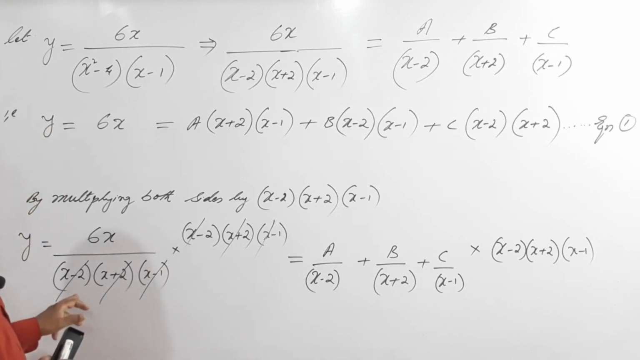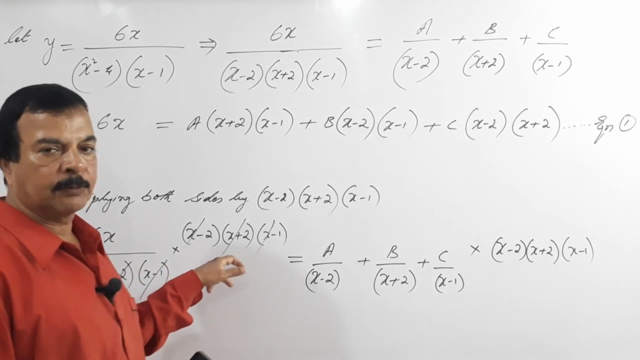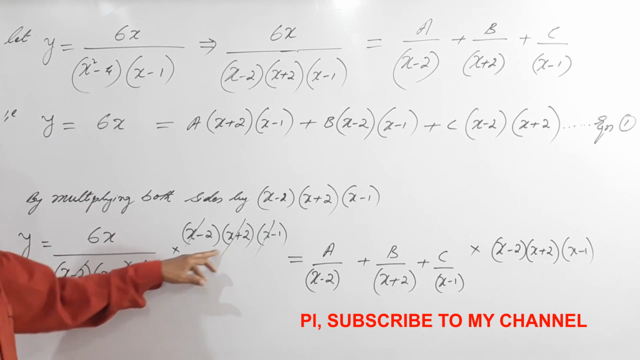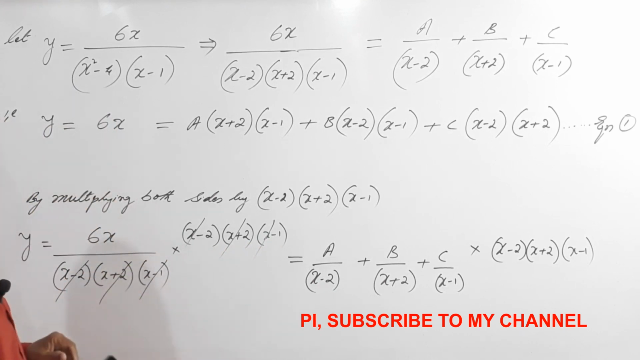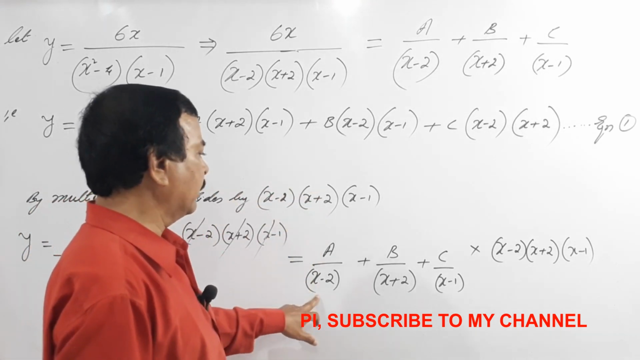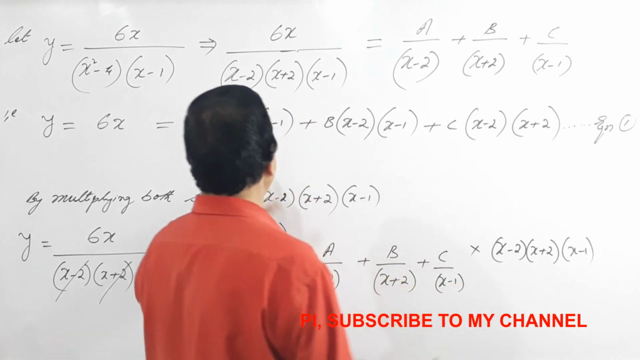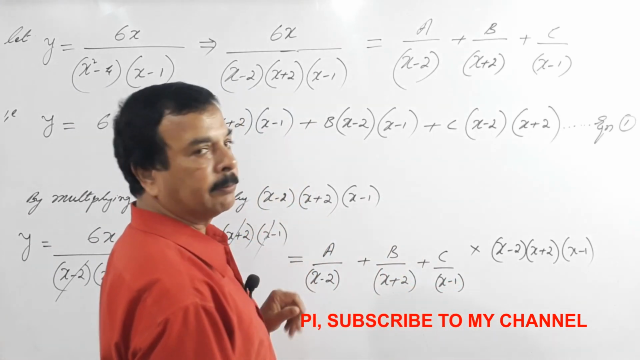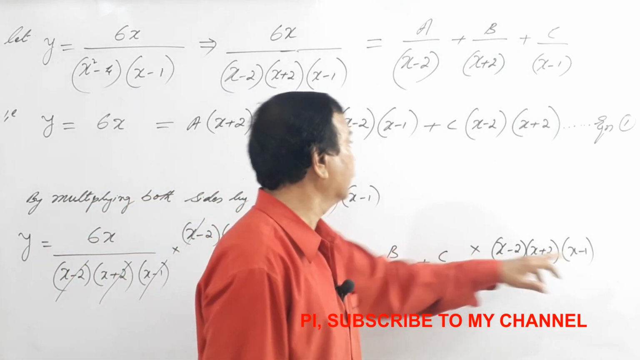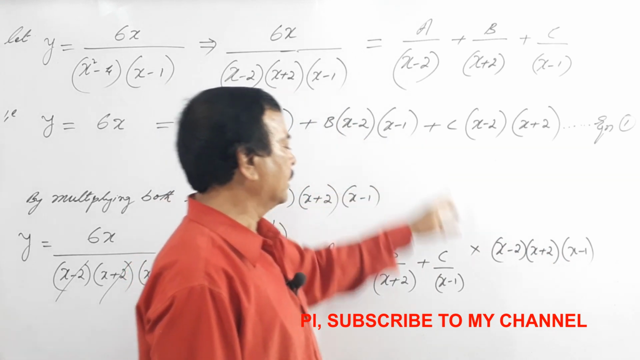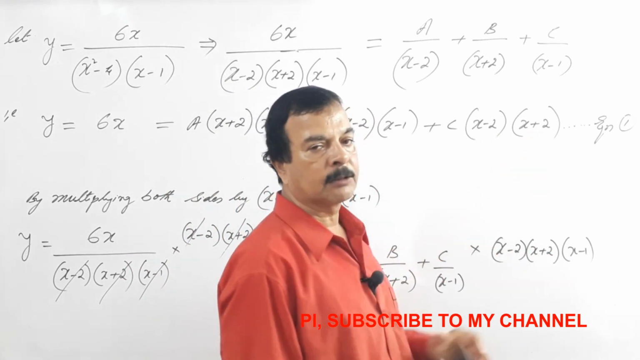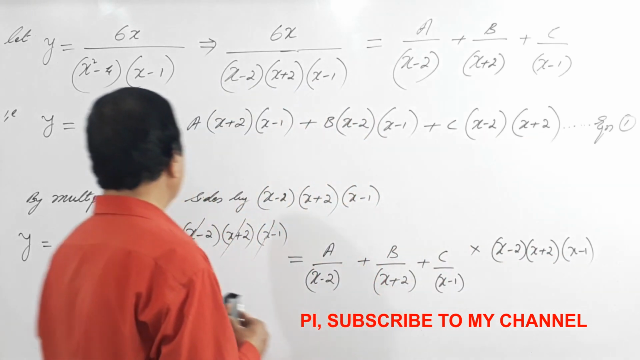So once again, I have multiplied both sides by (x minus 2)(x plus 2)(x minus 1). On the denominator this gets cancelled, and you are left with 6x. On the right hand side, for A, if I multiply this, this gets cancelled, and you are left with A(x plus 2)(x minus 1). For B, x plus 2 cancelled, you are left with B(x minus 2)(x minus 1). Plus C, x minus 1 gets cancelled, you are left with C(x minus 2)(x plus 2). Understood? Okay, dear students.